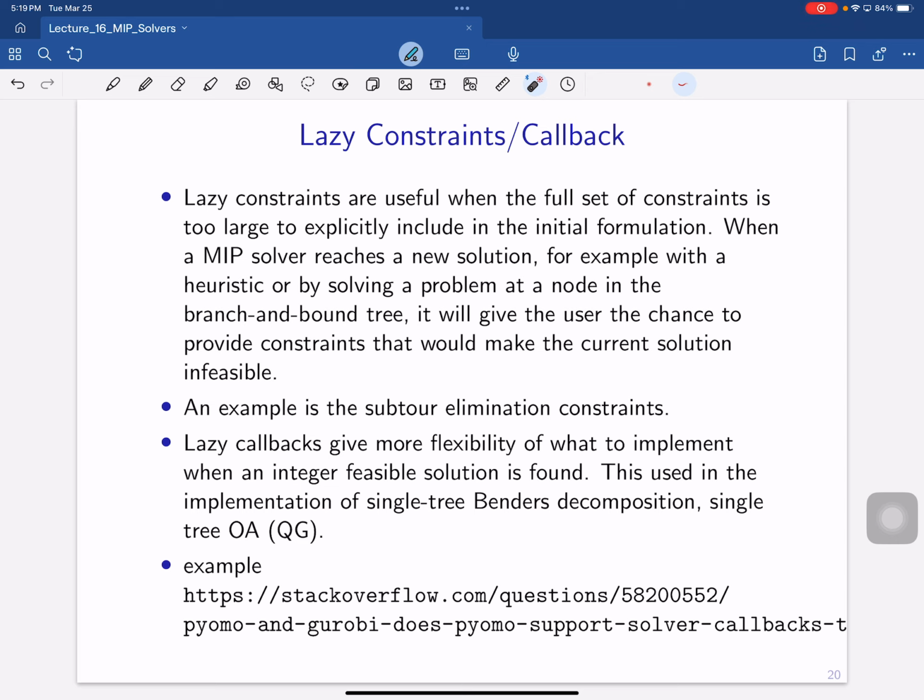Those lazy callbacks are useful in some of the algorithms. We haven't talked about these algorithms before, but we will talk about them in the second half of this semester. For the project, as I said, there are two types of project we offer. One is application, the other is algorithm implementation. You can consider implementing algorithms like single tree Benders decomposition or single tree outer approximation. If you are interested in that, we can talk about them more after next lecture.